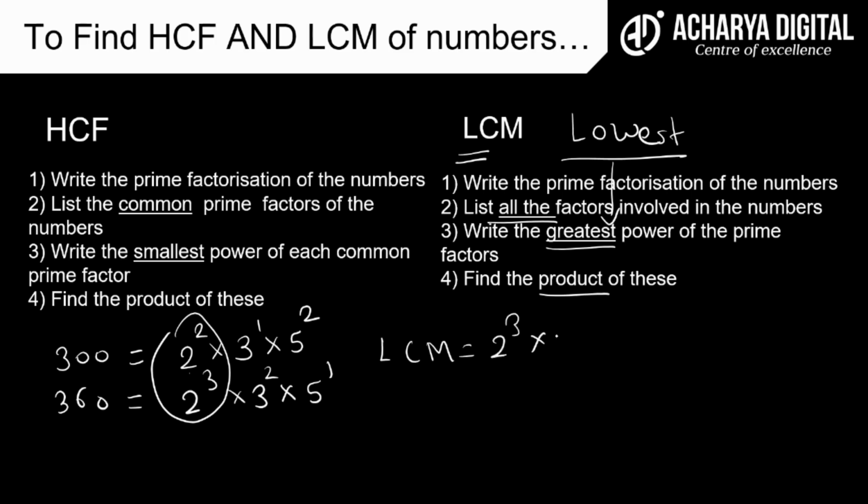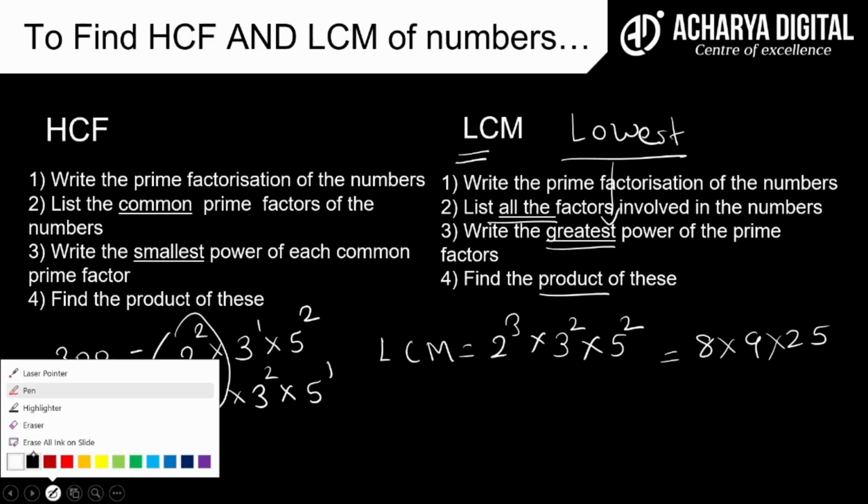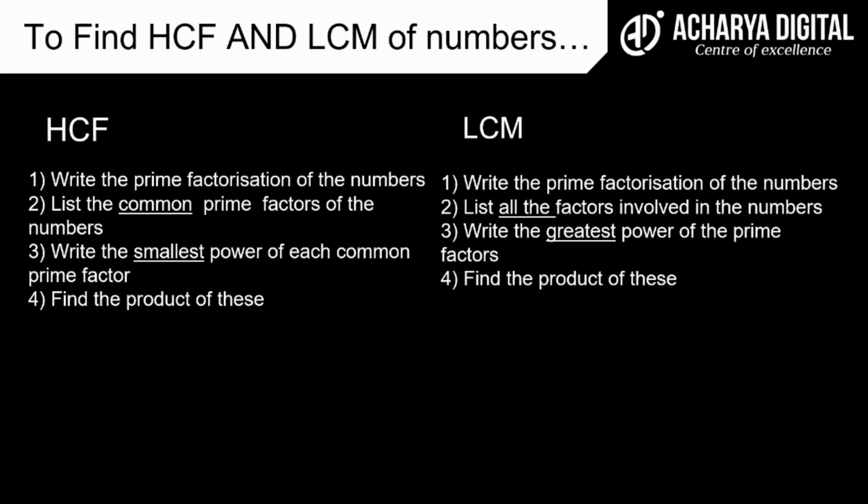3 raised to 1, 3 raised to 2. Again, it is 3 square. 5 raised to 2, 5 raised to 1. It is 5 square. So if you simplify this, you will get LCM. You can calculate this, right? 8 into 9 into 25. So simplify this, you will get the least common multiple of given two numbers. I hope you have understood the concept.